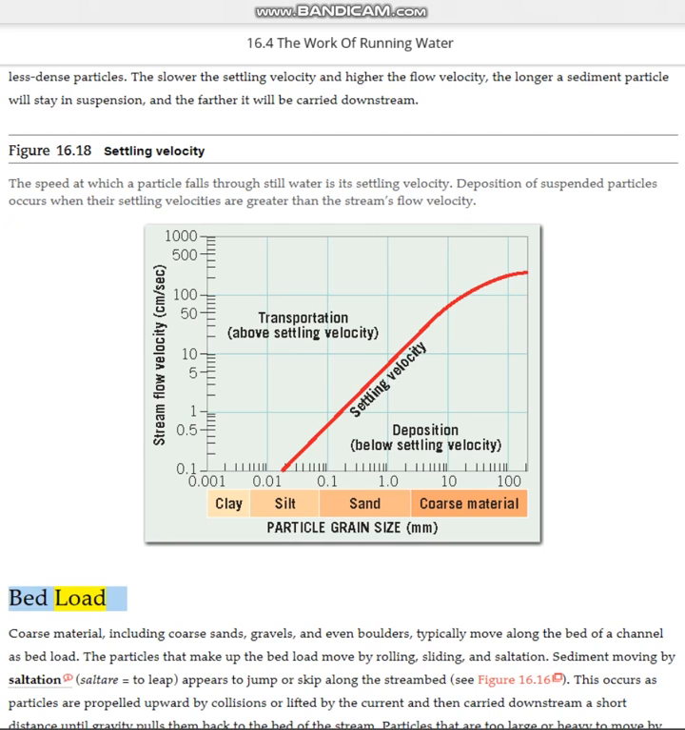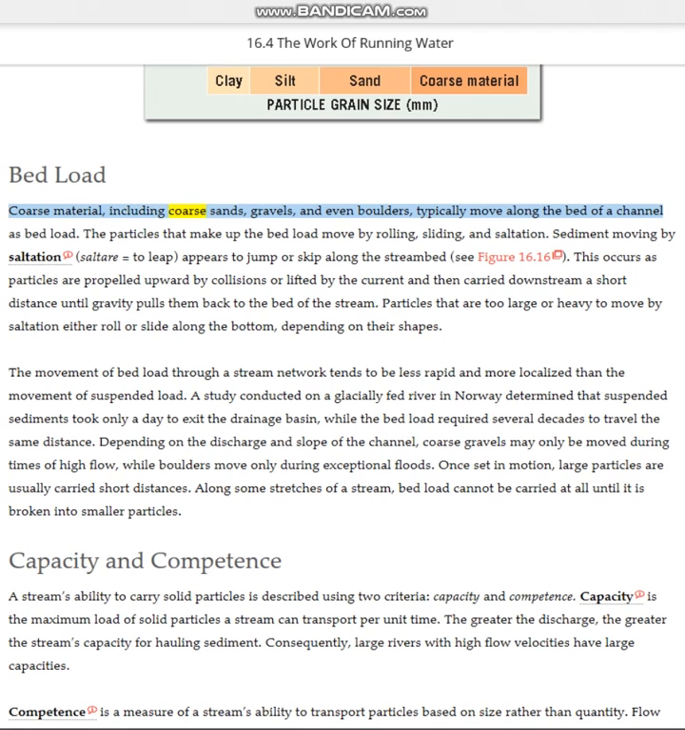Bed load. Coarse material, including coarse sands, gravels, and even boulders, typically move along the bed of a channel as bed load. The particles that make up the bed load move by rolling, sliding, and saltation. Sediment moving by saltation, from the Latin salter, to leap, appears to jump or skip along the stream bed, see figure 16.16. This occurs as particles are propelled upward by collisions or lifted by the current and then carried downstream a short distance until gravity pulls them back to the bed of the stream.